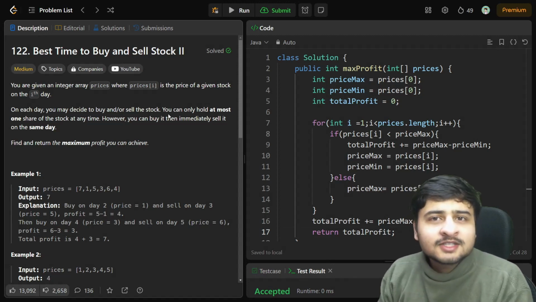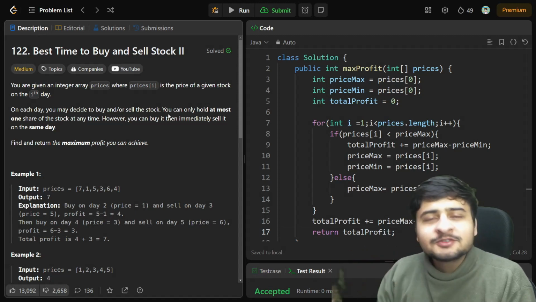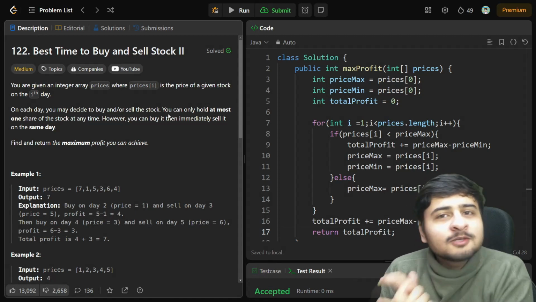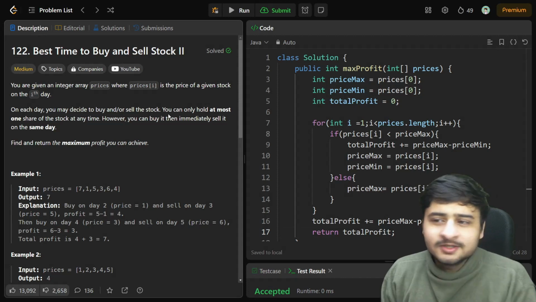We have covered one transaction and infinite transactions. In the next video, we are going to cover the case of K transactions, where you are allowed to do at most K transactions only.